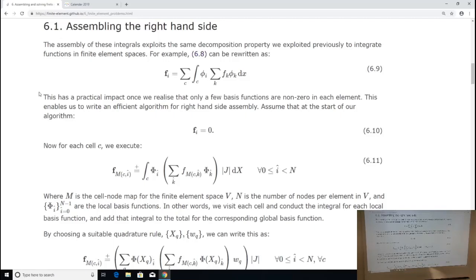So we'll do the right-hand side first, and we're going to do the right-hand side first because it's the easy one for two reasons. One, because it's only got one arbitrary function in it, the basis function, and secondly, because there's no derivatives in the right-hand side. So that makes things easier.